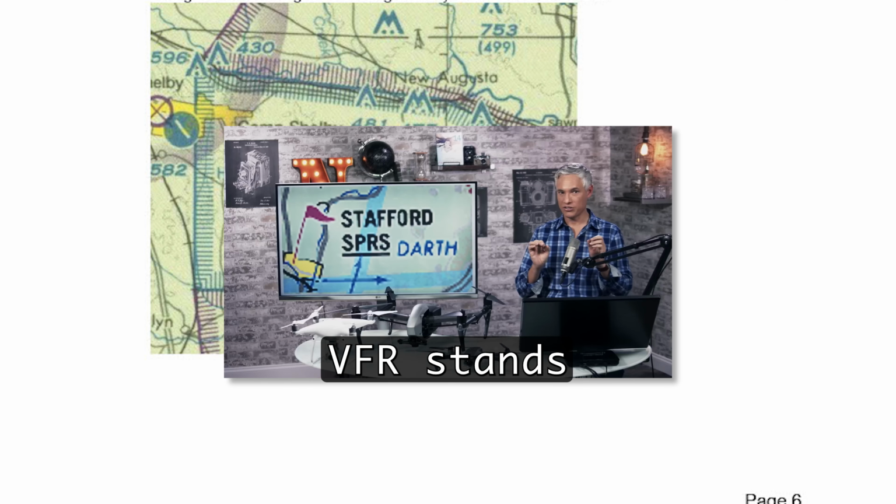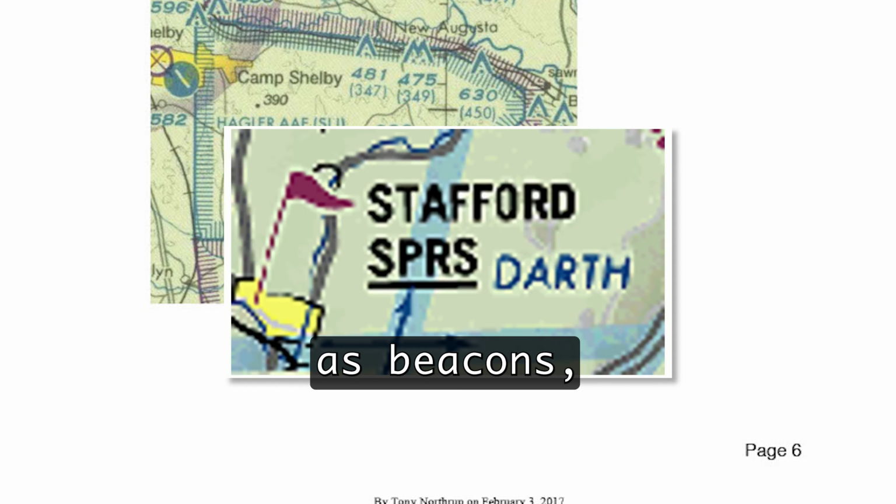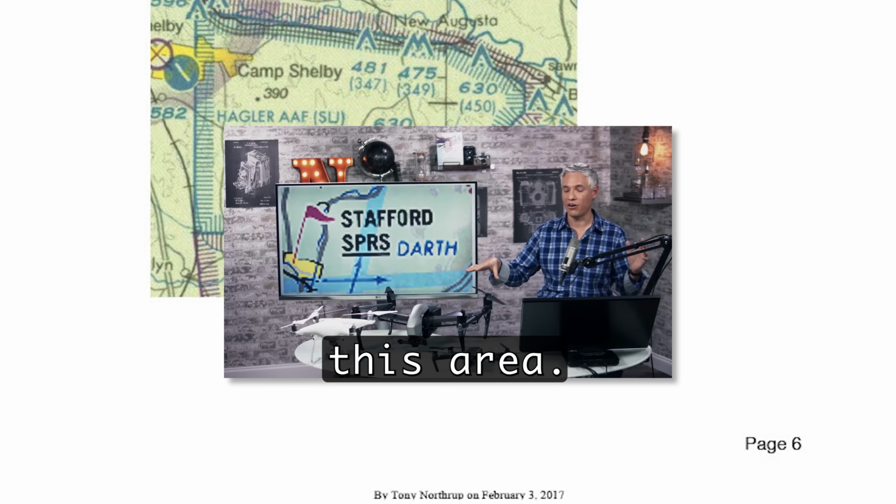VFR stands for Visual Flight Rules. This is like a little beacon that pilots could use during navigation. Again, it kind of harks back to days before complicated GPS and stuff. What they want you to know about these red flags is planes might use them as beacons, and therefore there might be more planes in this area.